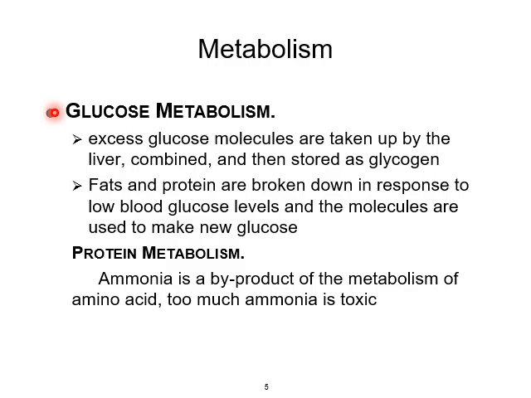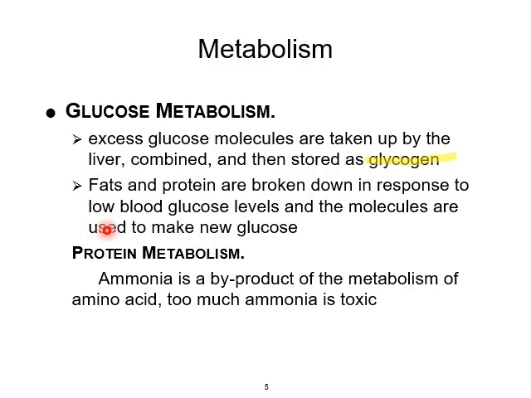For the glucose metabolism and protein metabolism, the glucose gets stored when there is excess glucose from the diet that we eat. It will be taken up to the liver, and then it will be stored as glycogen for later use. Then the fats and the protein are broken down in response to low blood glucose level, and the molecules are used to make new glucose. So it gets stored in the liver, and later on, when the body needs it, it can be converted into glucose.